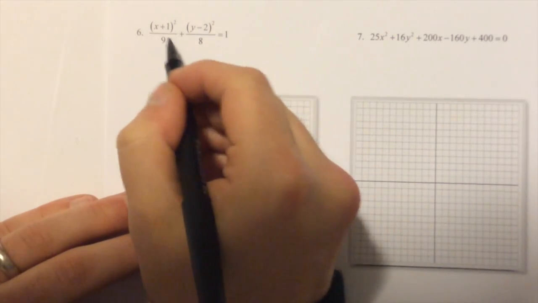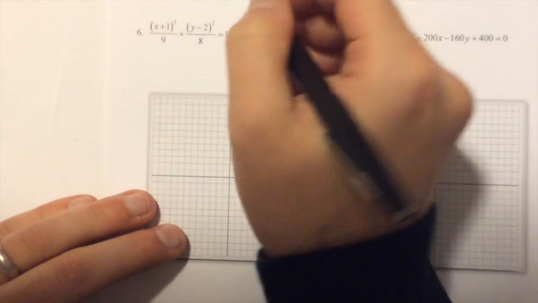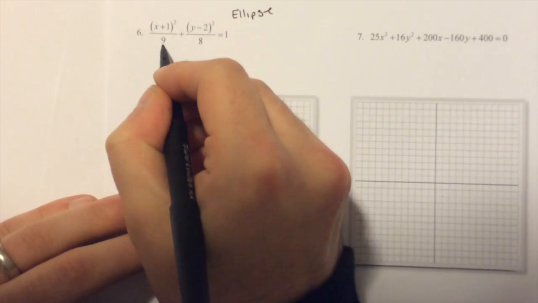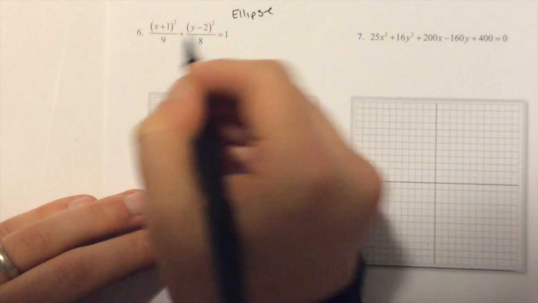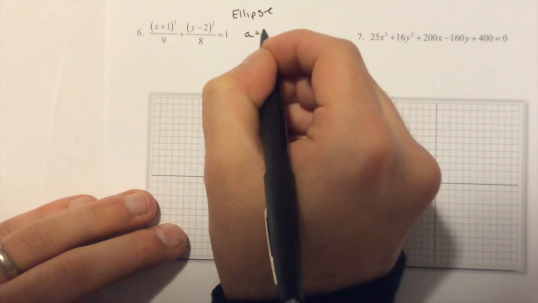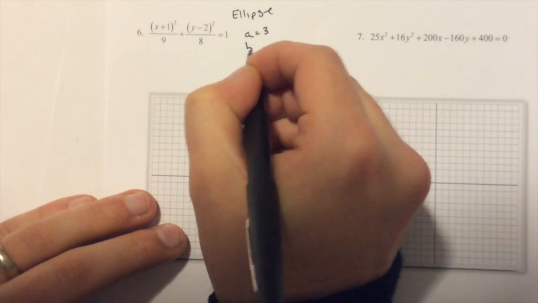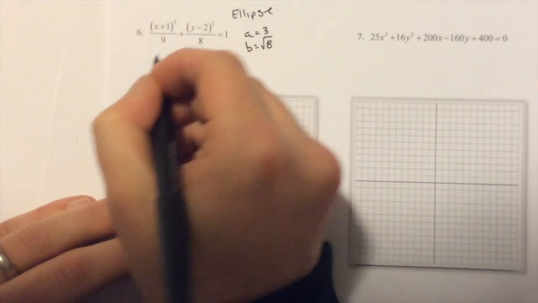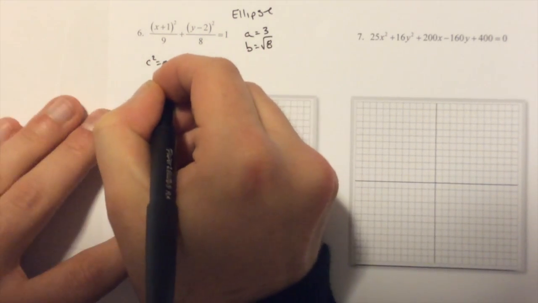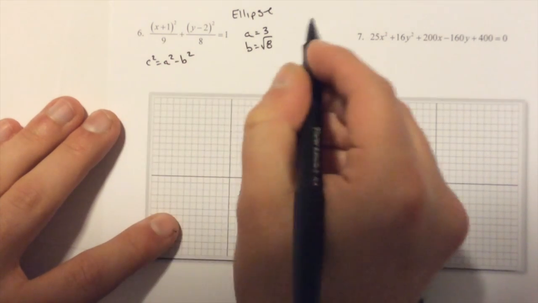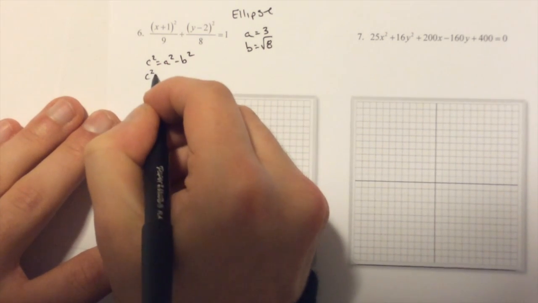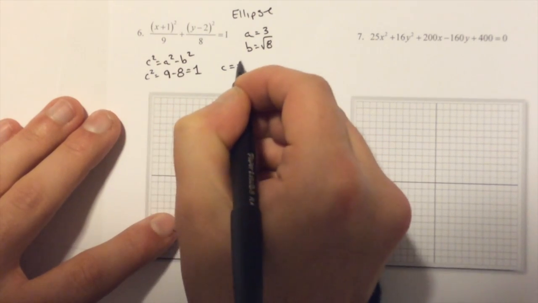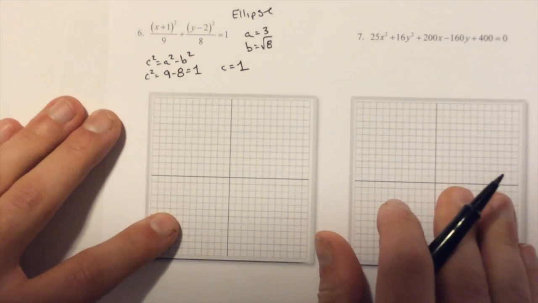We notice that we have x squared plus y squared equals 1. So that tells us we have an ellipse. Which number is bigger? 9's bigger than 8. So a equals 3. b equals the square root of 8, and c squared equals a squared minus b squared. So I have c squared equals 9 minus 8, which is 1. So c equals 1. Not so bad.